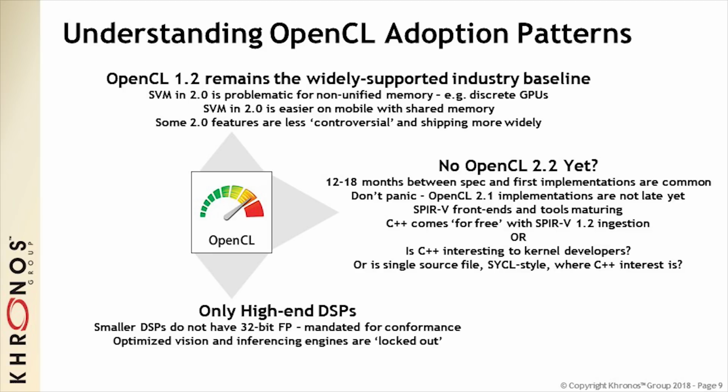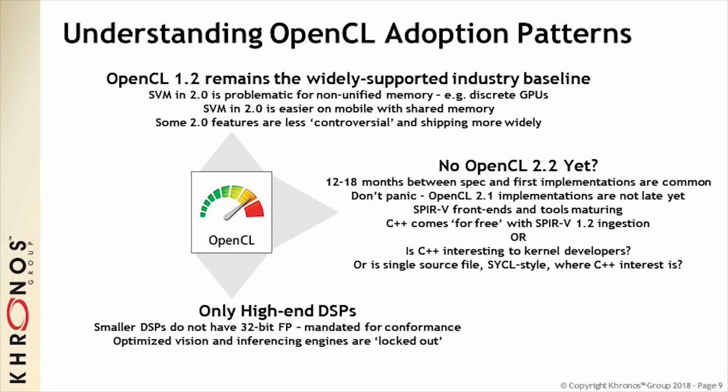And last but not least, no 2.2 implementations shipping yet. What's going on there? Well, one view is don't panic. It's actually quite common in OpenCL land for there to be a 1 to 2 year gap between the specification being finalized and the first implementations to ship. So by that measure, we're not late yet. And there's no doubt that the SPIR-V ecosystem is evolving rapidly. There's a lot of interest in SPIR-V, and OpenCL 2.2 is largely reliant on SPIR-V ingestion, providing you the C++ kernel language. So the C++ kind of comes for free. There are open source front ends.